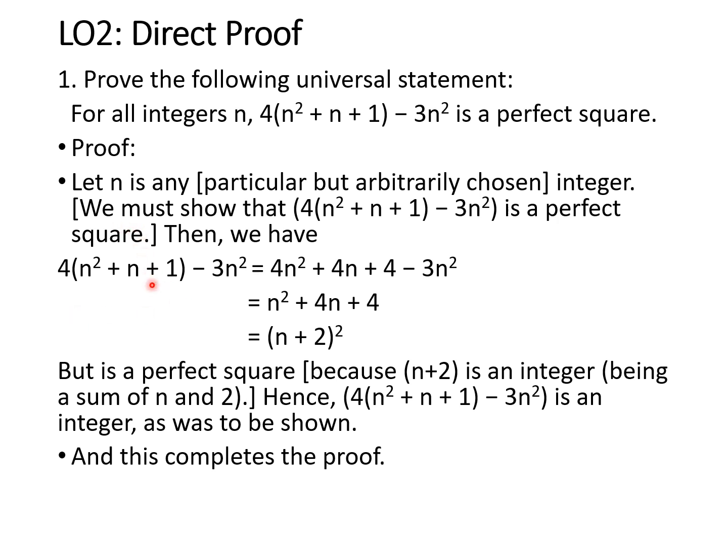So what we're going to do here is try to factorize 4 multiplied by n squared plus n plus 1 minus 3n squared. So we expand it, rearrange it, and we try to factorize it. So now we get n plus 2 square. Obviously this is a perfect square, right? So we have kind of proved the statement, but you usually need to write out a concluding statement. So n plus 2 squared will be a perfect square for any integer n.